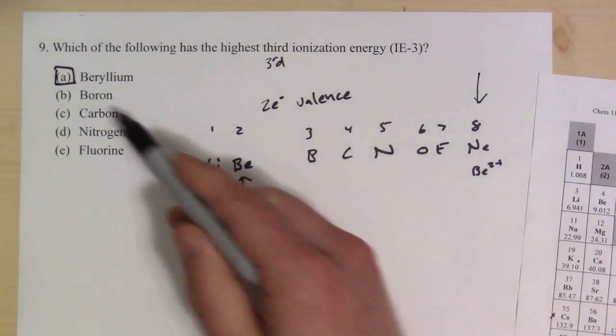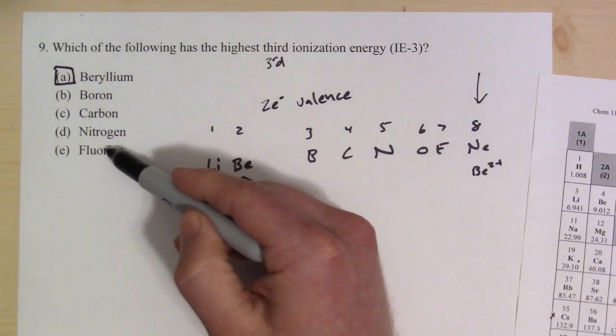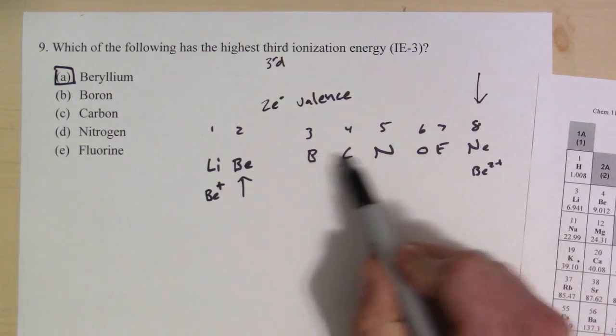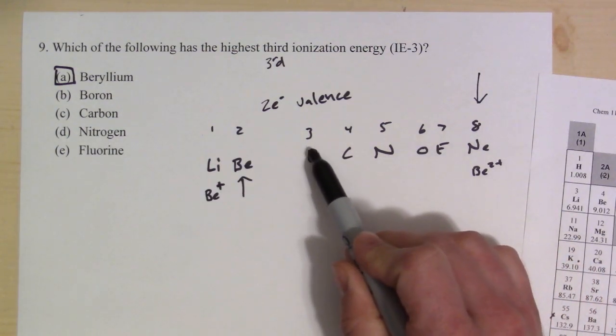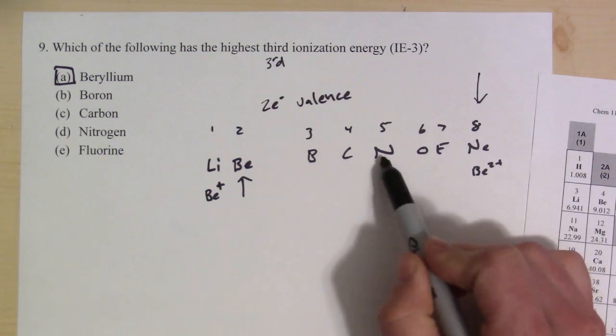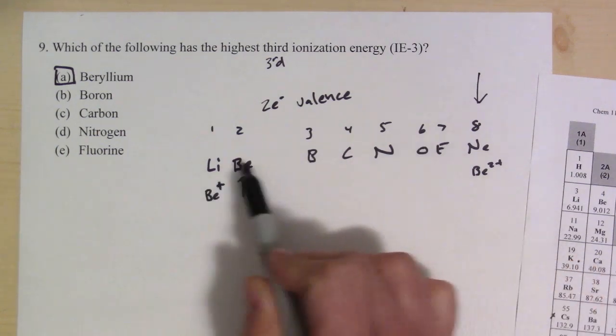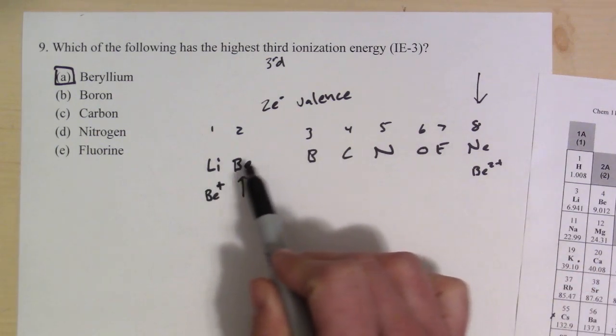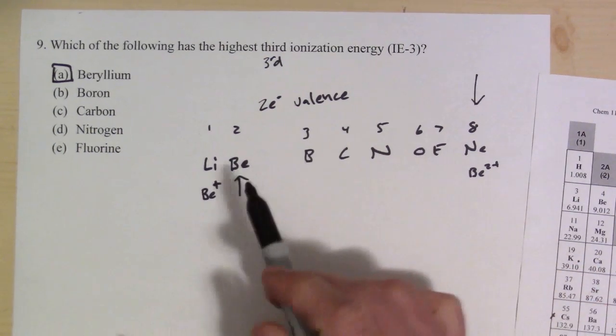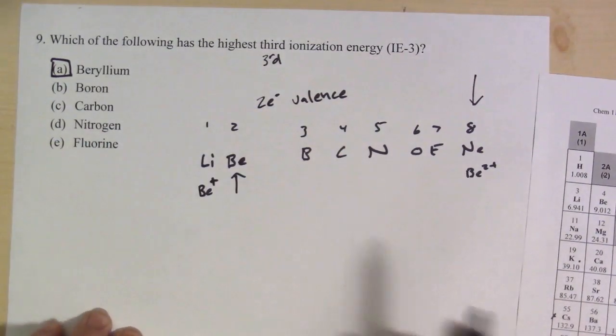If you look at the other choices, boron, carbon, nitrogen, and fluorine, you can take away 3 electrons from boron, carbon, nitrogen, or fluorine and still be within the 2s or 2p row here. So the answer for 9 is beryllium.